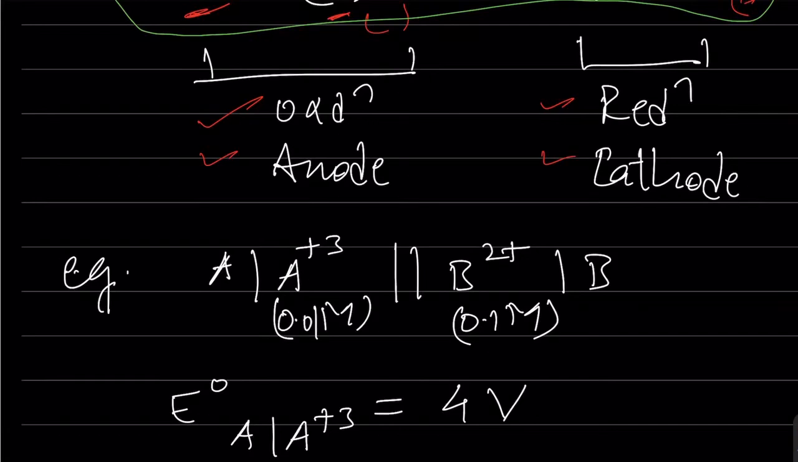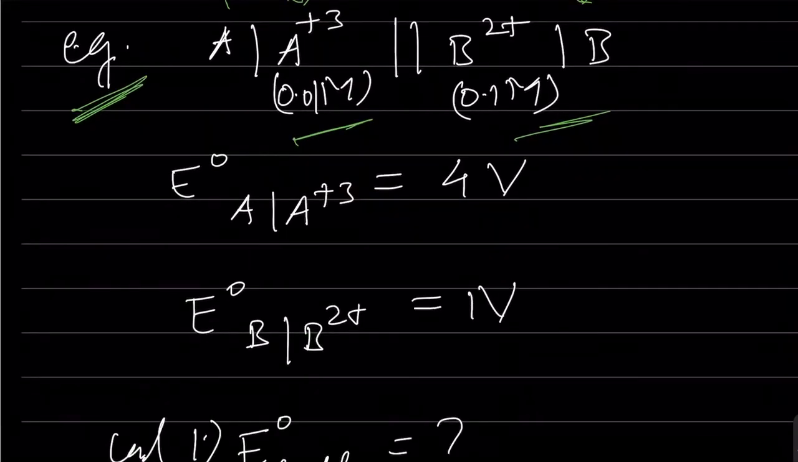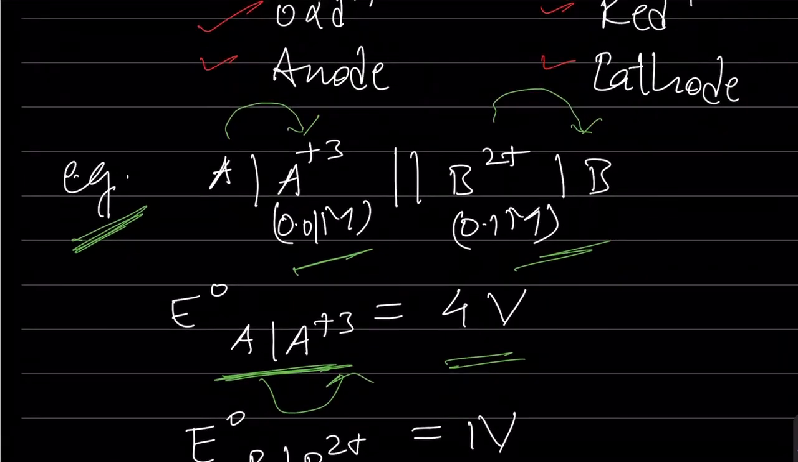So let us take an example. This is an example over here in front of us. A is losing 3 electrons going to A3 positive. Obviously this is the oxidation half cell, concentration is 0.01 molar. B is gaining 2 electrons, and it is 0.01 molar. E naught, look at it, oxidation is happening for what? It is the correct value because over here oxidation is happening.